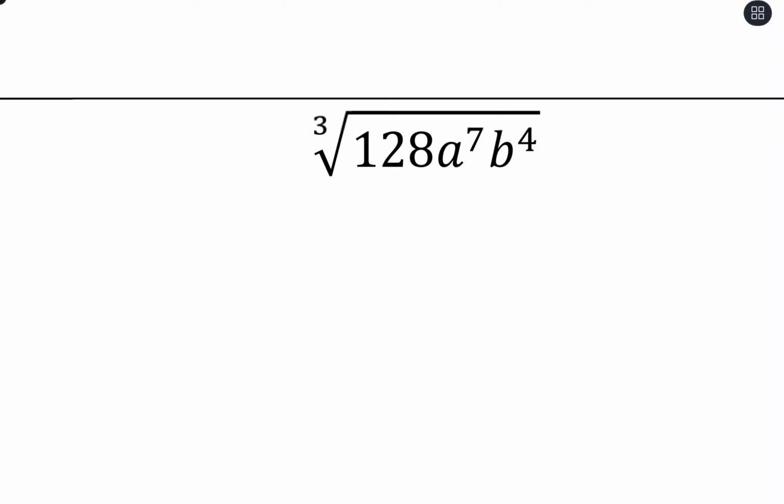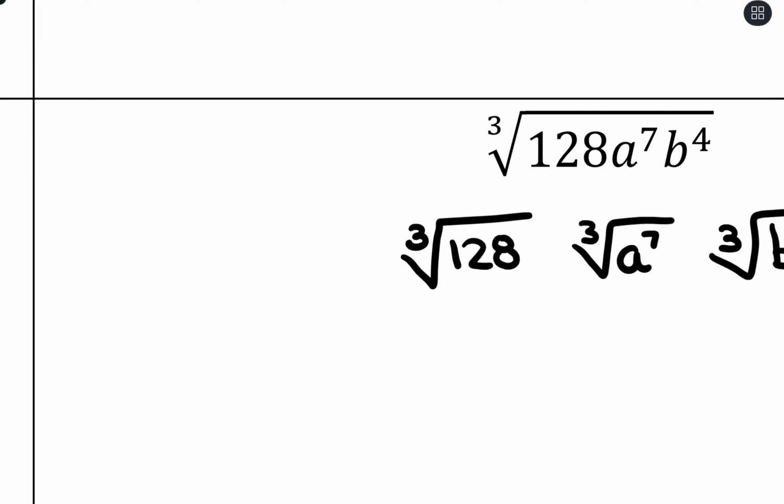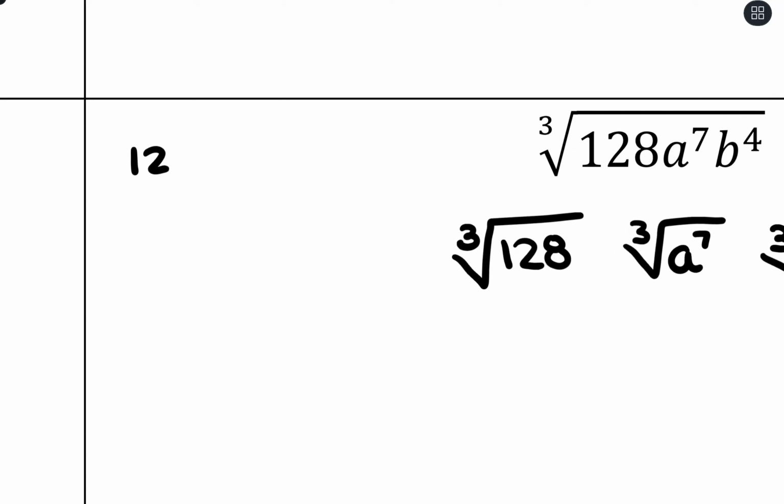Okay, last one here. We have third root of 128, third root of a to the 7th, third root of b to the 4th. Now, something that's going to happen with this one is when I make my fractions, they're not going to be very nice. 7 divided by 3, ugh. But this is where prime factorization could help us out.